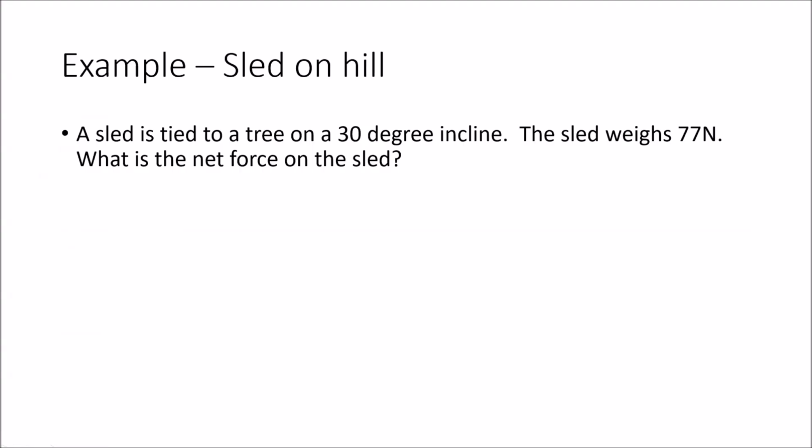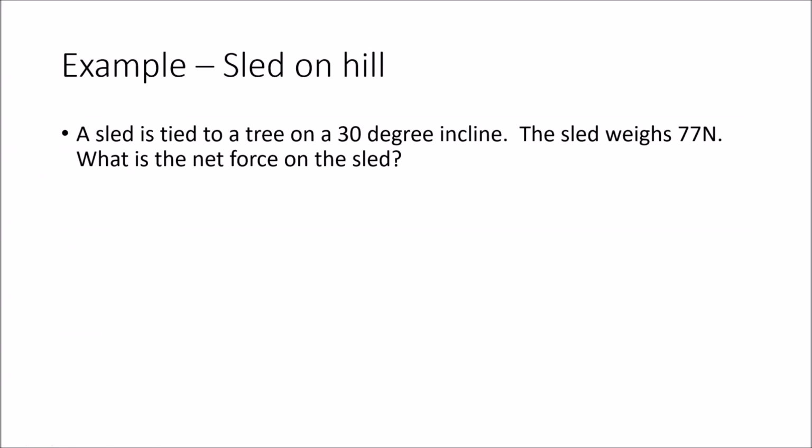Here is the last example that we're going to have time for today. It has a lot of similarities with the last one as well. A sled is tied to a tree on a 30-degree incline. The sled weighs 77 newtons. Okay, that means that the force of gravity on it is 77 newtons. What is the net force on the sled?